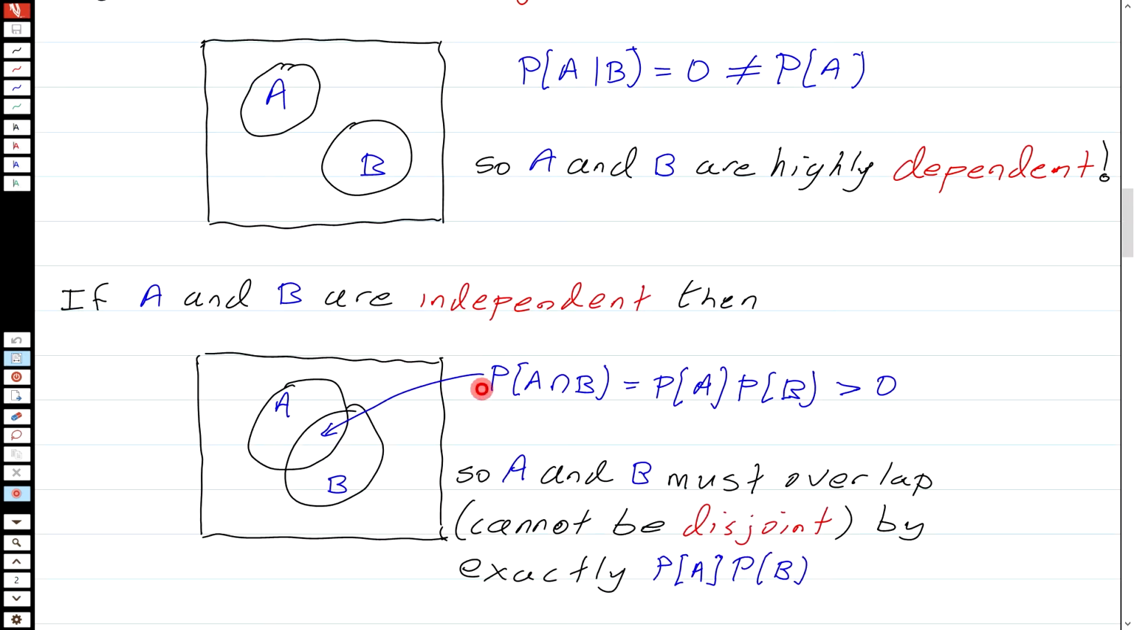If A and B are independent, then the intersection between A and B must exist and must be precisely equal to the probability of A times the probability of B. So independence is a much stronger statement. It's not just that they're separate circles, but that they overlap, and they overlap by a precise amount. If they don't overlap by that precise amount, then they're no longer independent. So if this area here is not quite equal to the probability of A times the probability of B, even though there's still an overlap, they're not independent.